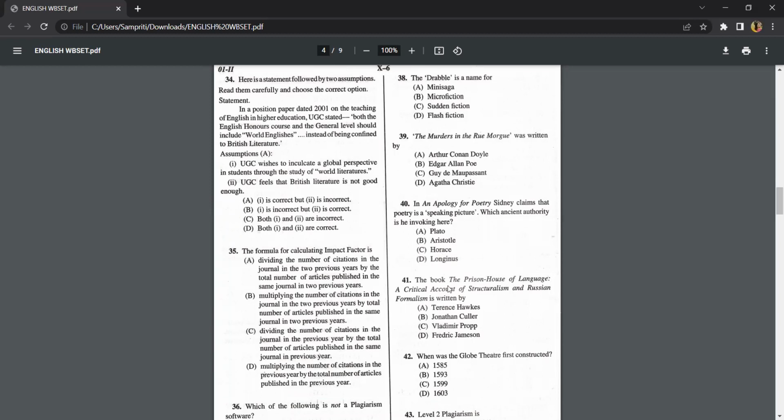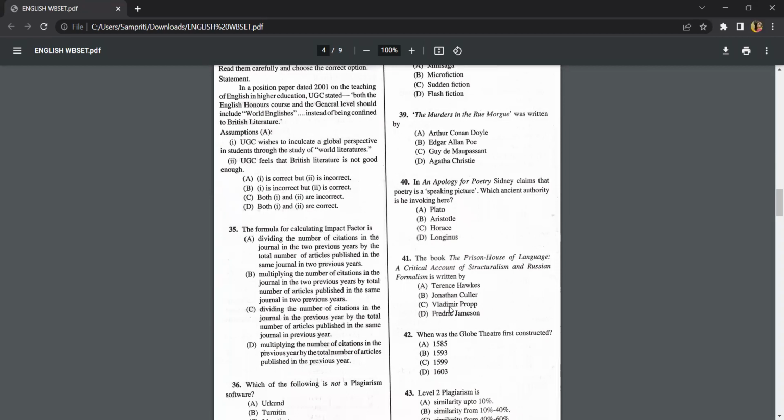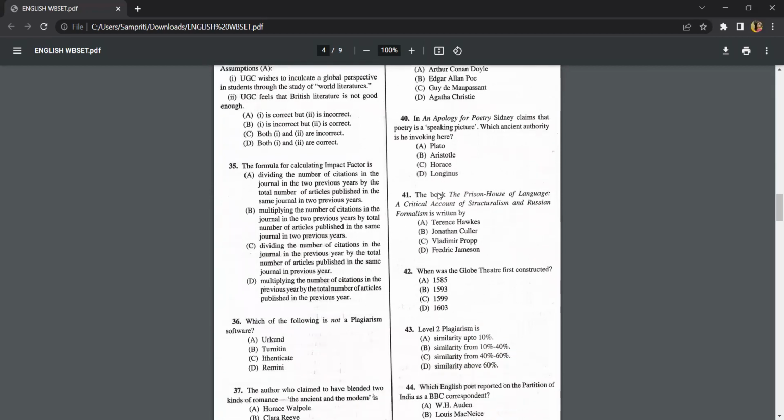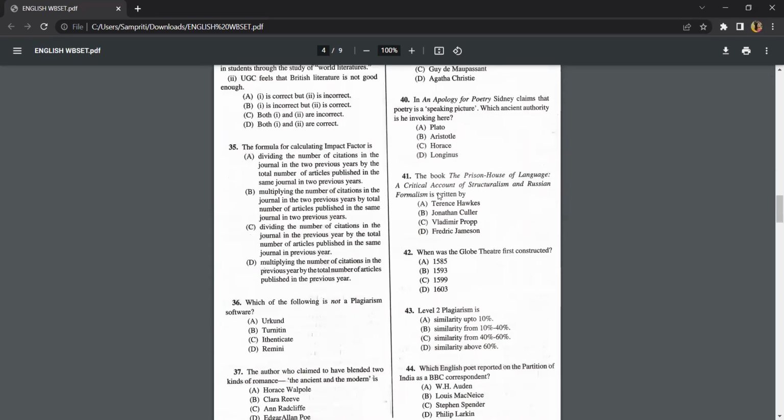Well, 41. The book, The Prison-House of Language, a critical account of structuralism and Russian formalism. It is written by not Terence Hawkes, not Jonathan Culler. Vladimir Propp is not the answer. Vladimir Propp was related to Russian formalism, but that does not mean he wrote the book. It was a very important, very famous, popular book written by Fredric Jameson.